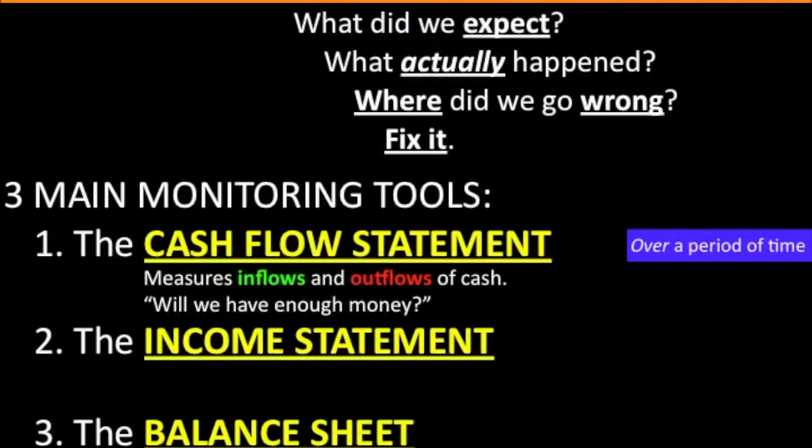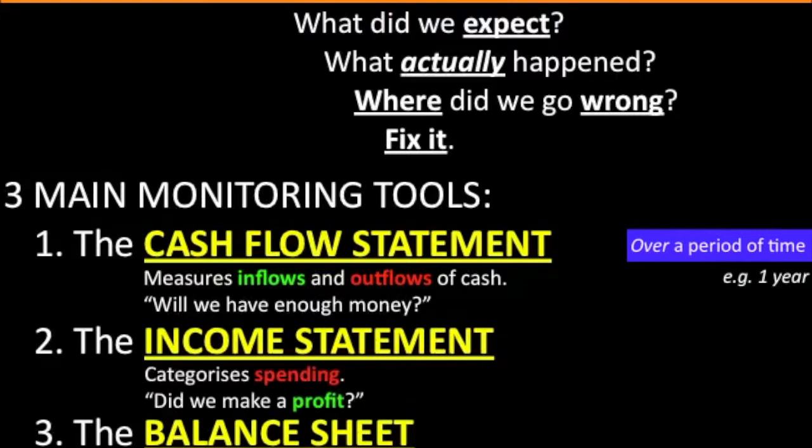Now, this happens over a period of time. So a cash flow statement is usually going to have all the months of the year. And usually that period of time is going to be 1 year.